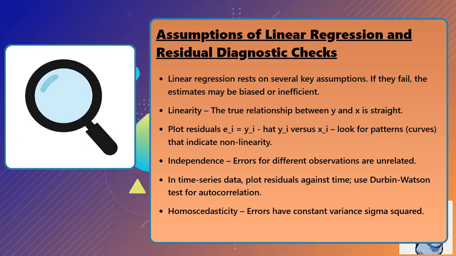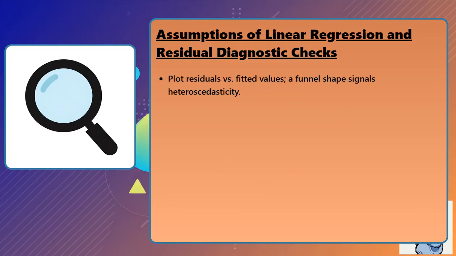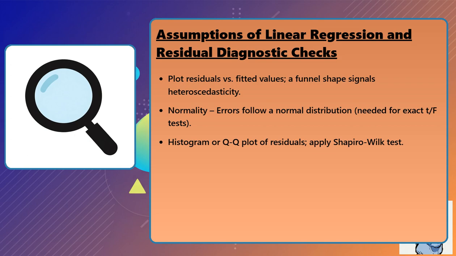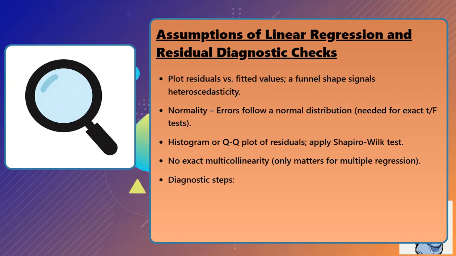Homoscedasticity: errors have constant variance sigma squared. Plot residuals versus fitted values. A funnel shape signals heteroscedasticity. Normality: errors follow a normal distribution, needed for exact t and F tests. Use a histogram or QQ plot of residuals. Apply the Shapiro-Wilk test. No exact multicollinearity only matters for multiple regression.